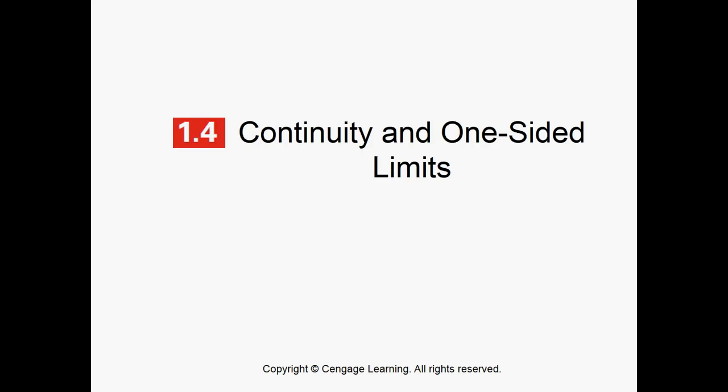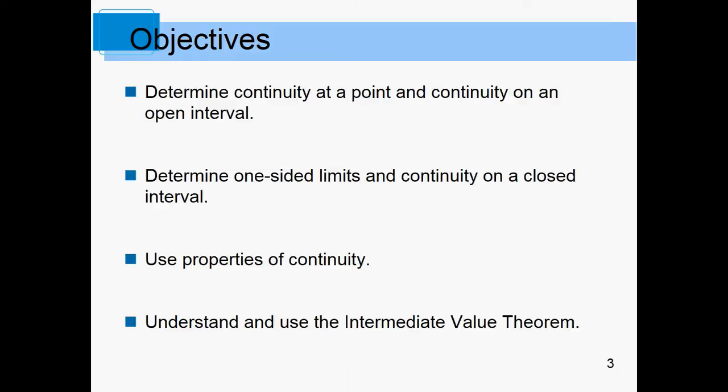All right, so 1.4, we're going to start talking about continuity and one-sided limits. We kind of defined a limit as something that's approaching from both sides, and it has to be approaching the same place from both sides. Now we're going to get away from that definition and ask, what if we only look at it from the left-hand side, or only from the right-hand side? Is it going to a specific value? If that's the case, then we get what's called a one-sided limit.